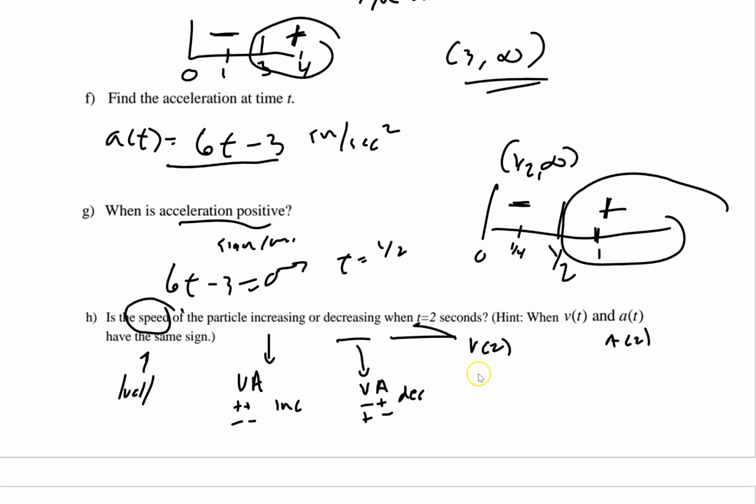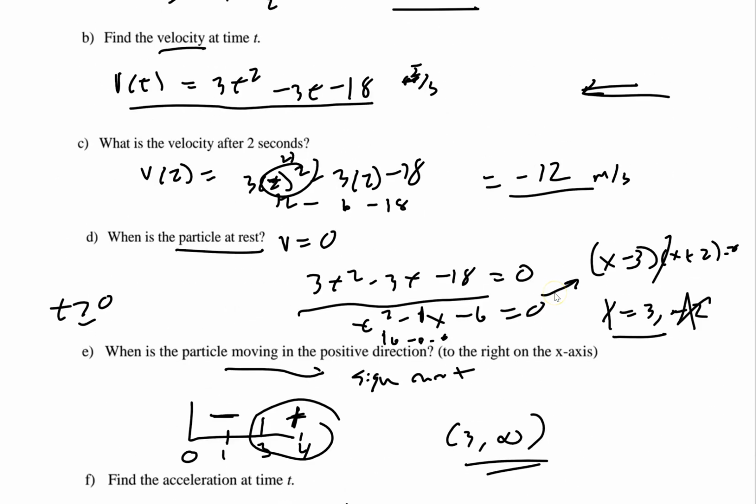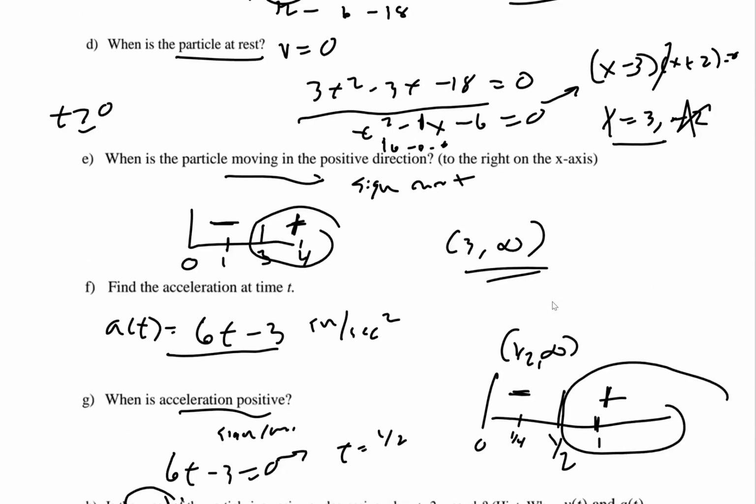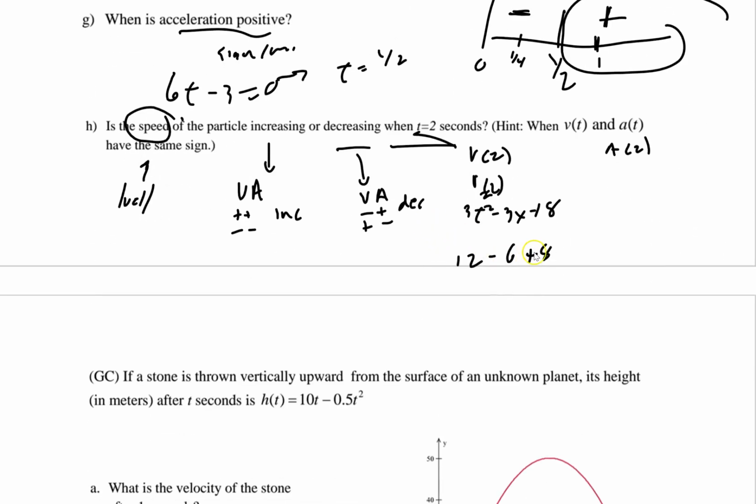So let's try velocity at 2. That was my formula up there. My velocity formula is 3t squared minus 3t minus 18. Plug the 2 in, I get 4 times 3 is 12, minus 6, minus 18, which makes it a little bit tougher. I get 6 minus 18, which is negative 12. So this is a negative.